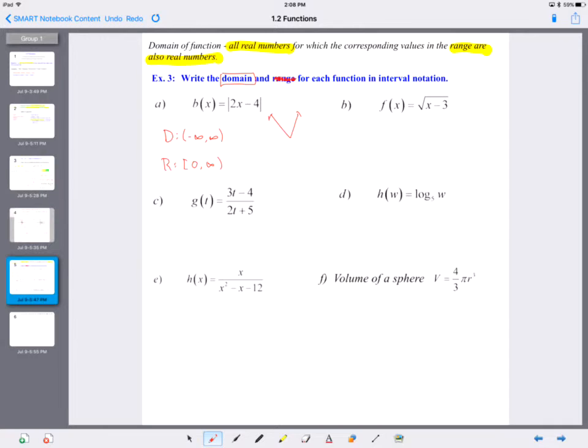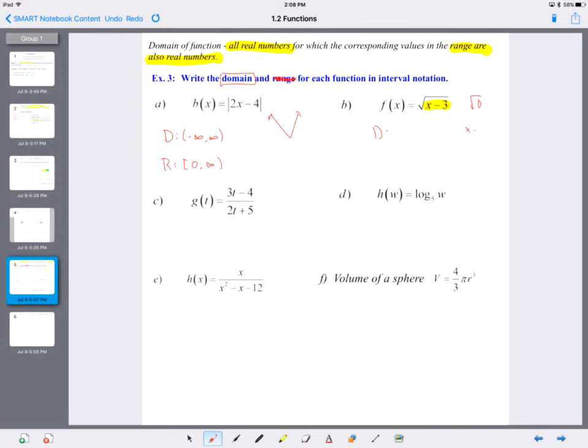B, your domain. I said we didn't have to find the range, but I did on the first one. Your domain, can you plug in anything into a square root? Well, no, because you can't take the square root of negative numbers. And so we want to focus on what value of x is going to give us that smallest value that we can take the square root of. Well, we know we can take the square root of 0. That's the smallest one we can do.